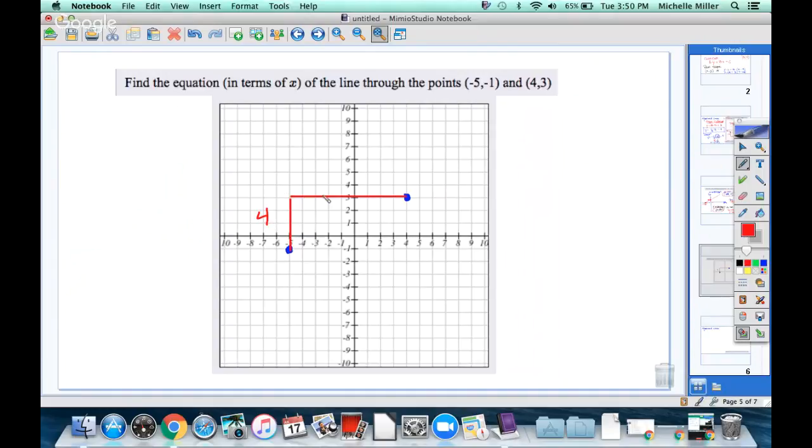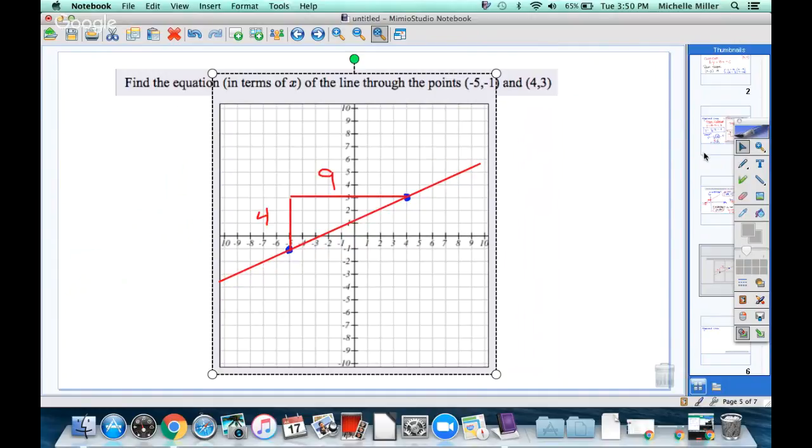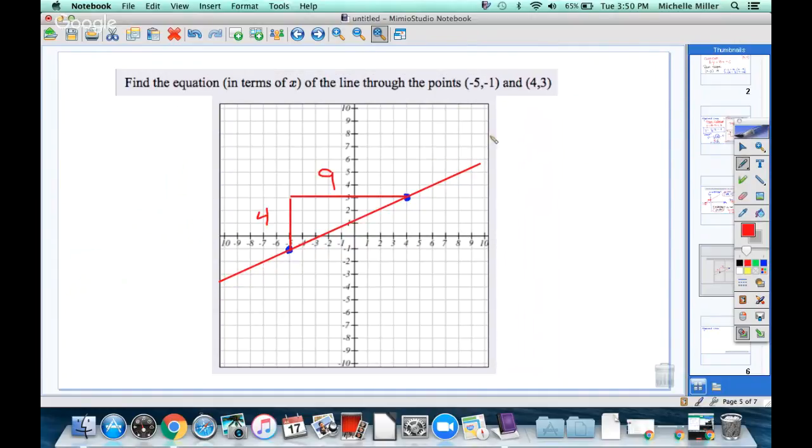And then I'm going to the right, 5 and 4, 9 altogether, right? So on my line, which goes through those points, extend that a touch, something like that. It looks like the slope is 4/9.